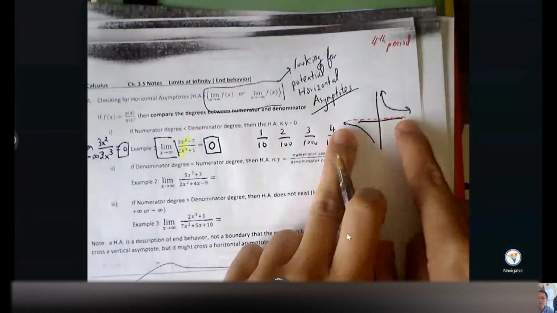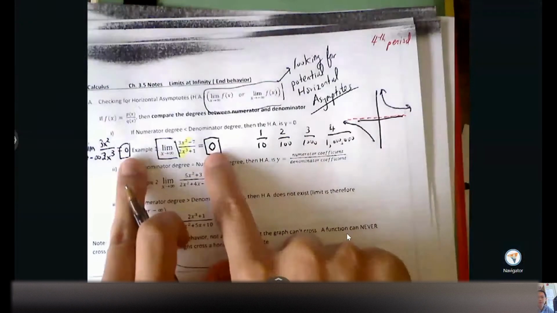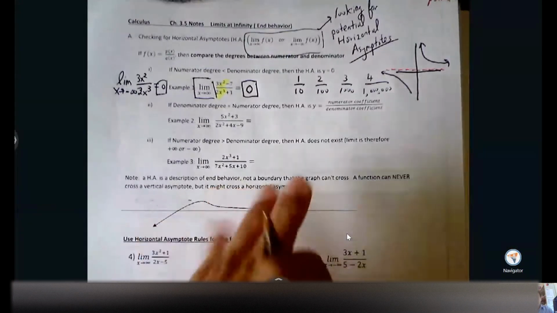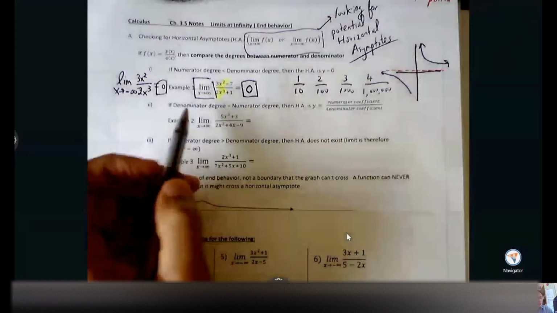Visually, if my asymptote is here at 0, it doesn't matter if I'm approaching to the right or to the left, my end behavior is still going to be the same. They're both going to be approaching 0 if my denominator degree is higher than the numerator. Okay, let's look at the second scenario.